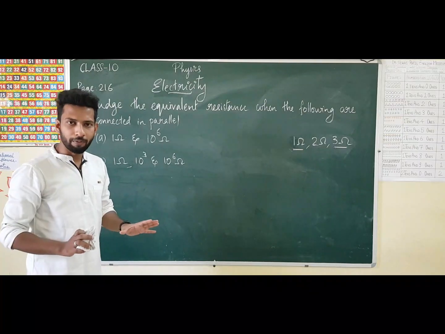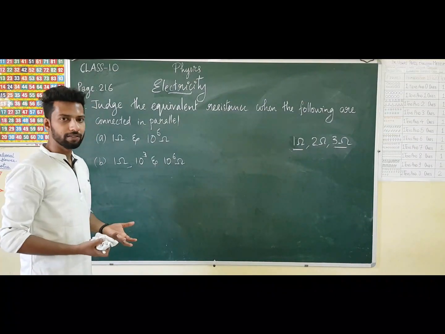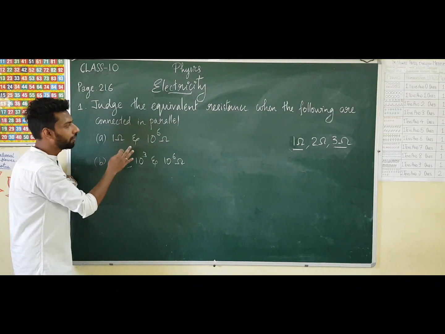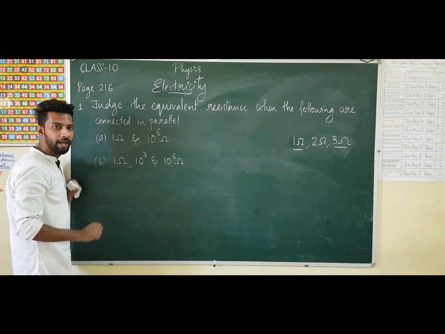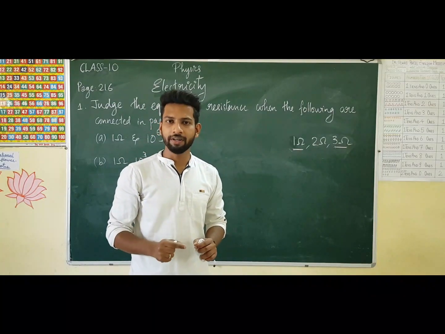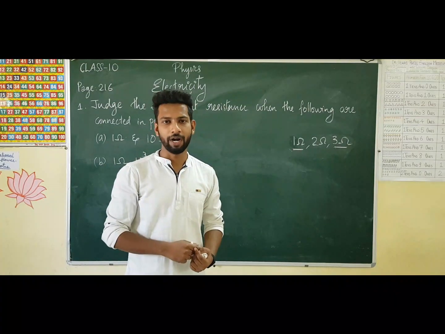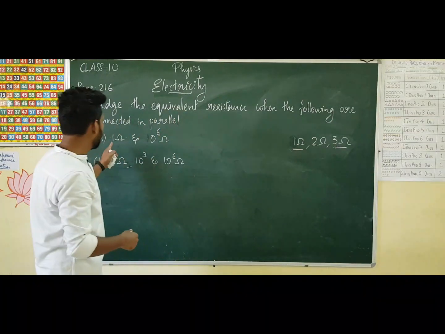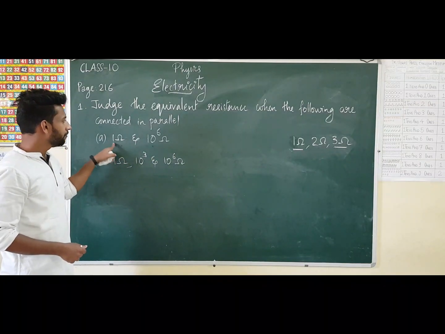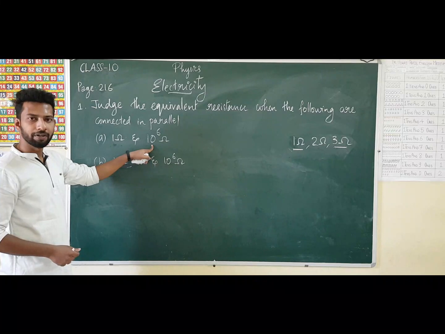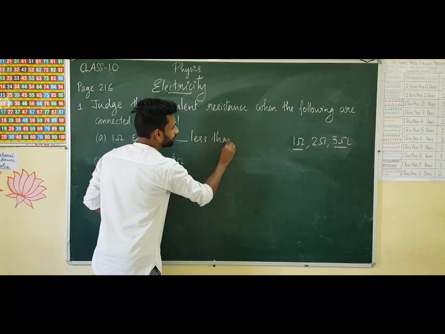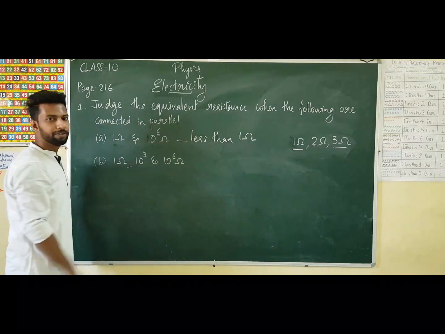Here you need not solve the problem. You have to judge what the answer will be. The first one is 1 ohm and 10 raised to 6 ohm. Here you have to judge the total resistance when these two are connected in parallel. I told you from the beginning, if you are connecting a few resistors in parallel, the total or equivalent resistance will be smaller than the smallest number. Here 1 ohm is smaller than 10 raised to 6 ohm. So if you are connecting 1 ohm and 10 raised to 6 ohm in parallel, the total resistance will be less than 1 ohm, because 1 ohm is smaller than 10 raised to 6.